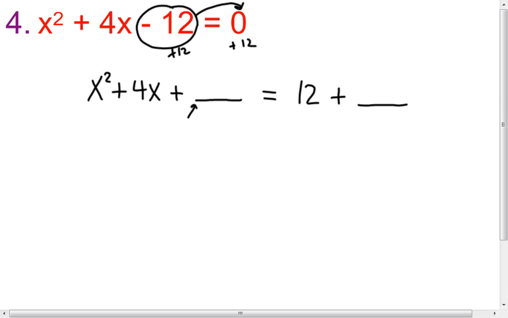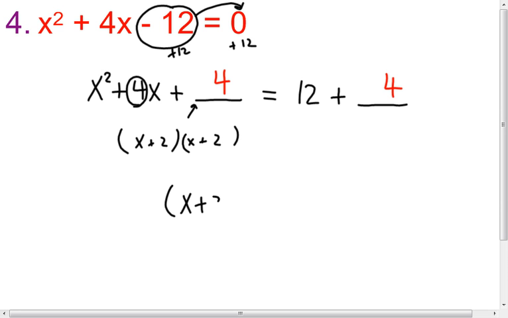So what you do is you take half of this number. Half of 4 is 2. I square 2, and I get 4. So I add 4 here, and if I add 4 here, I need to add 4 here. Now if I try to factor this, I can factor it as (x + 2)(x + 2), which of course we know is (x + 2) squared. And hint, hint, half of 4 is 2, and guess what this is? 2. You'll figure out that shortcut after a while, after some practice.